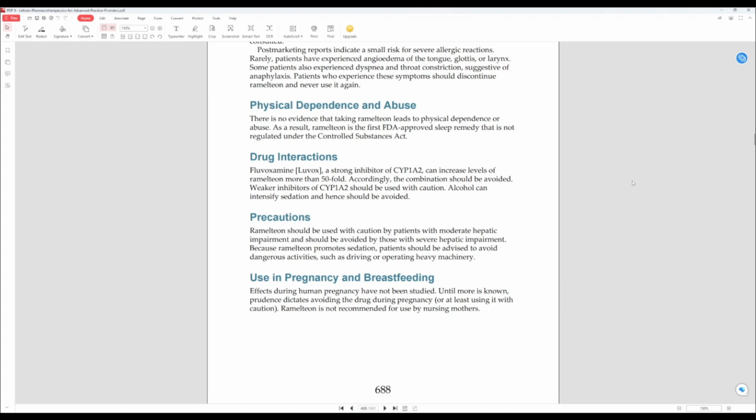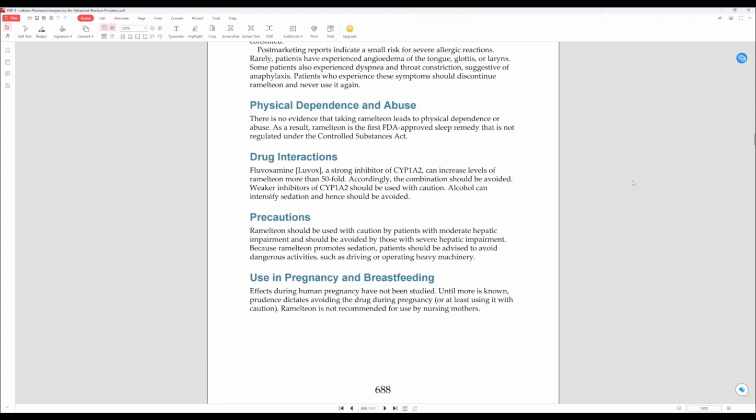Drug interactions. Fluvoxamine, or Luvox, a strong inhibitor of CYP1A2, may increase levels of Ramelteon more than 50-fold. Accordingly, the combination should be avoided. Weak inhibitors of CYP1A2 should be used with caution. Again, alcohol may intensify sedation, and therefore it ought to be avoided.